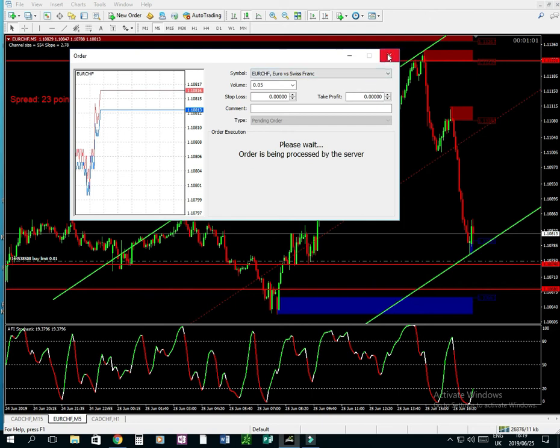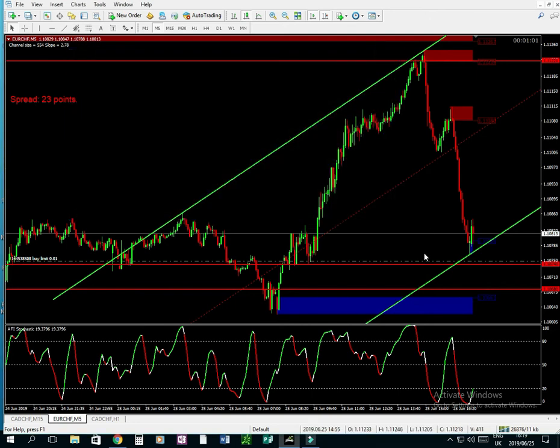What is this now? Why is it doing like this? Okay, I don't know the reason for that, but it appears like the network is slow, or it's the market itself. So I'm just gonna move it there.